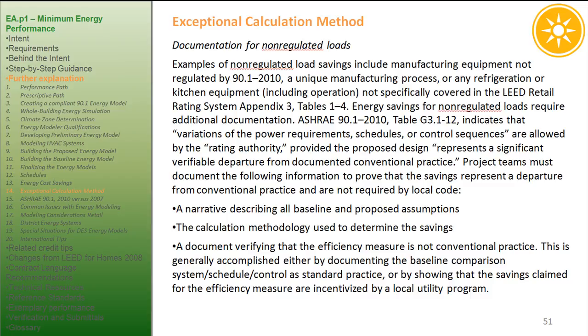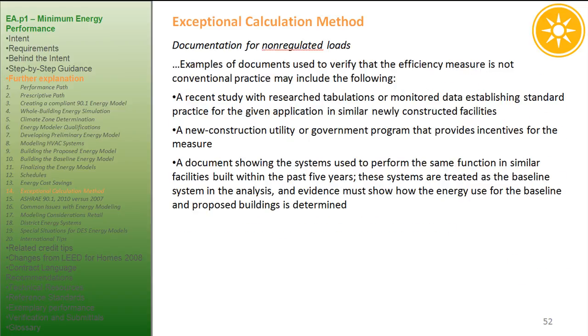A narrative describing all baseline and proposed assumptions. The calculation methodology used to determine the savings. A document verifying that the efficiency measure is not conventional practice. This is generally accomplished either by documenting the baseline comparison system/schedule/control as standard practice, or by showing that the savings claimed for the efficiency measure are incentivized by a local utility program. Examples of documents used to verify that the efficiency measure is not conventional practice may include the following.